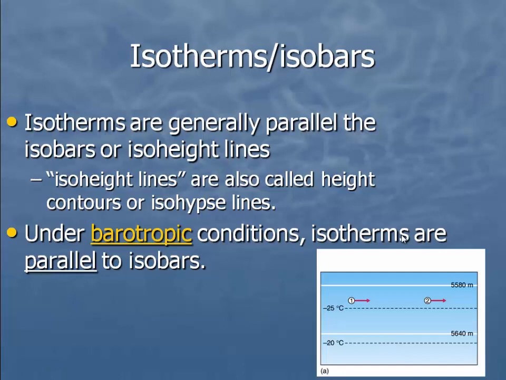A couple slides ago, I mentioned this idea of advection with isobars, and that I'd talk a little bit more about it in a slide. This is the slide that I want to bring up, the idea of advection. What I have here in the bottom right is essentially an isotherm, a line of constant temperature. I have two of them: the 20 degrees C isotherm and the negative 25 degrees C isotherm.